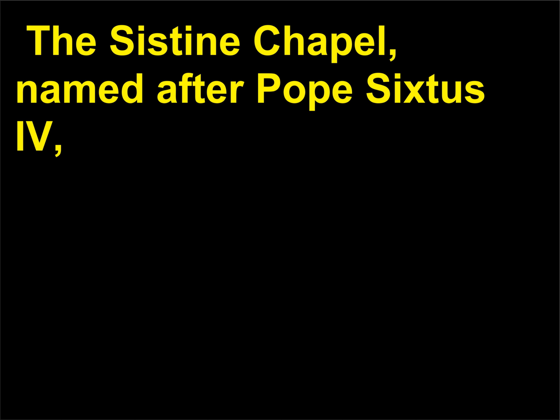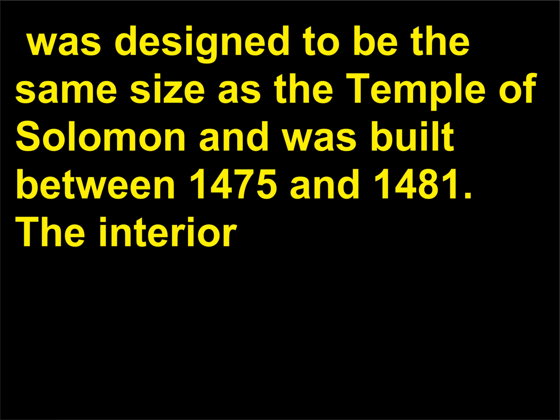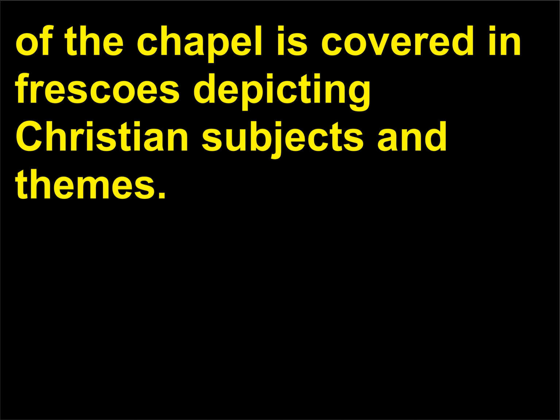The Sistine Chapel, named after Pope Sixtus IV, was designed to be the same size as the Temple of Solomon and was built between 1475 and 1481. The interior of the chapel is covered in frescoes depicting Christian subjects and themes.